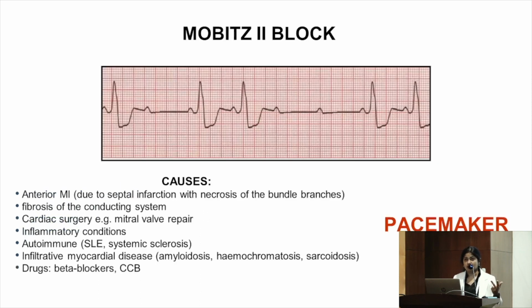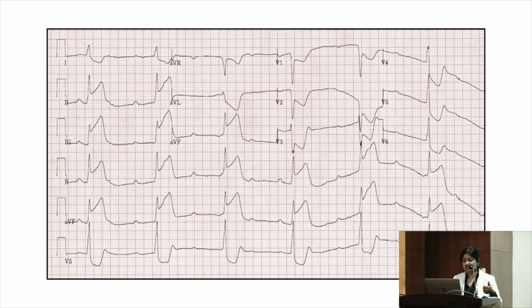Mobitz type 2 block. In successive beats, QRS is getting skipped. Problem here is the His-Purkinje system, bundle of His, is getting damaged. Cause, mostly inflammatory, fibrotic changes, MI, anything which is damaging the bundle of His. The depolarization wave is coming through the AV node, but it's not getting conducted, so you get a missed beat. It can go into ventricular standstill, can have sudden cardiac arrest, so you need a pacemaker.